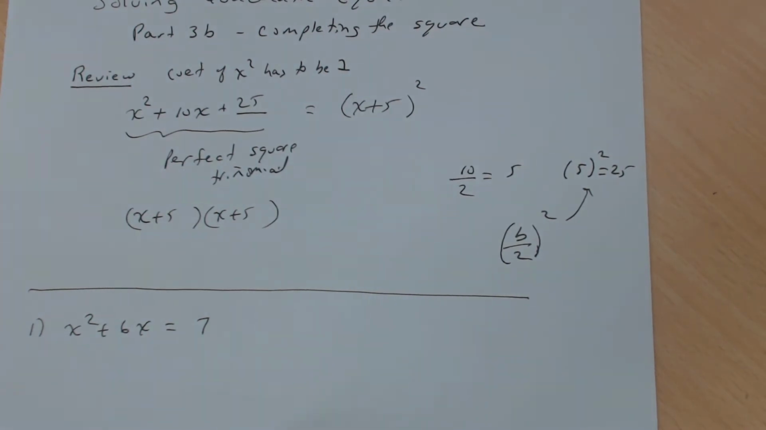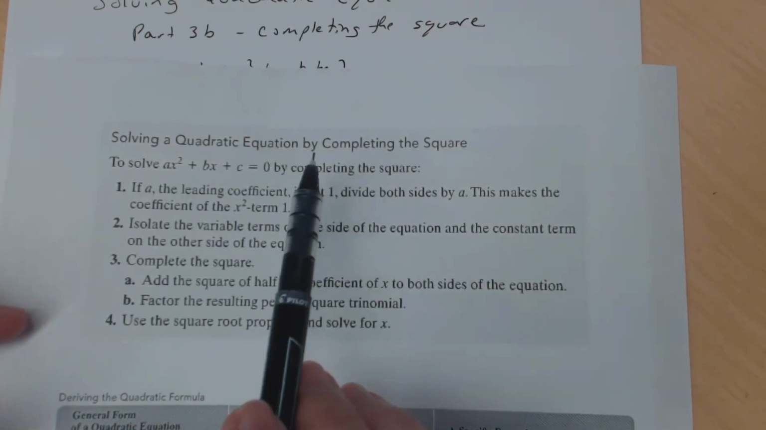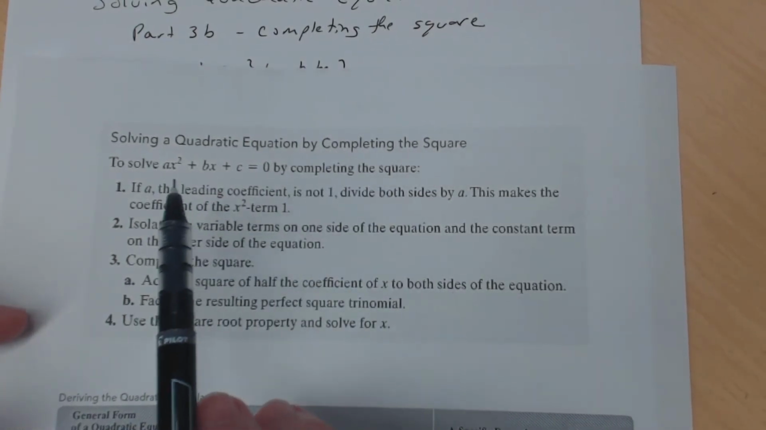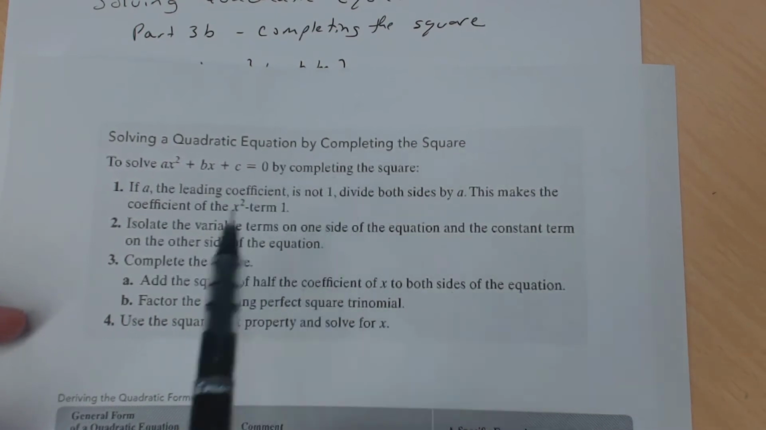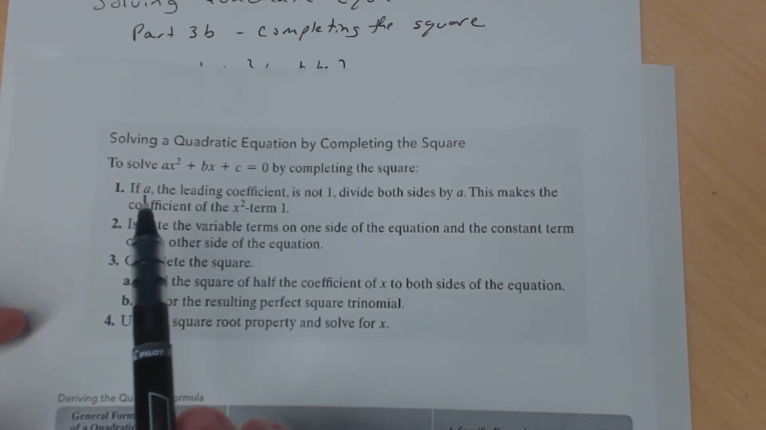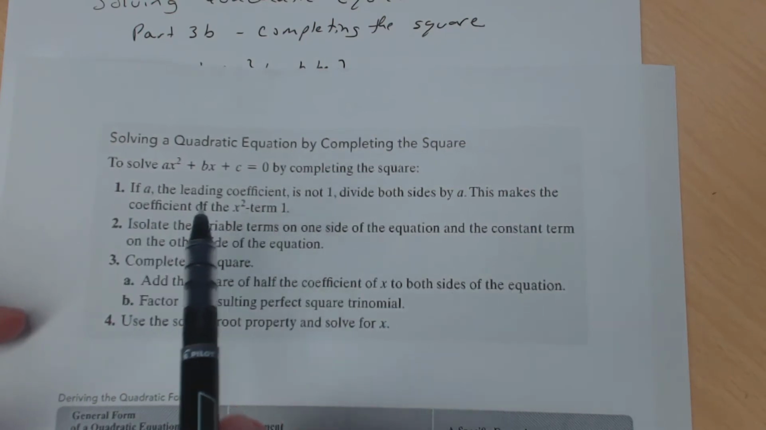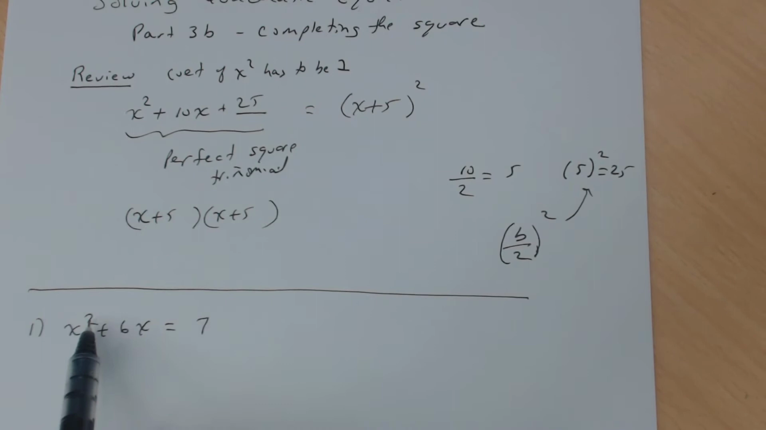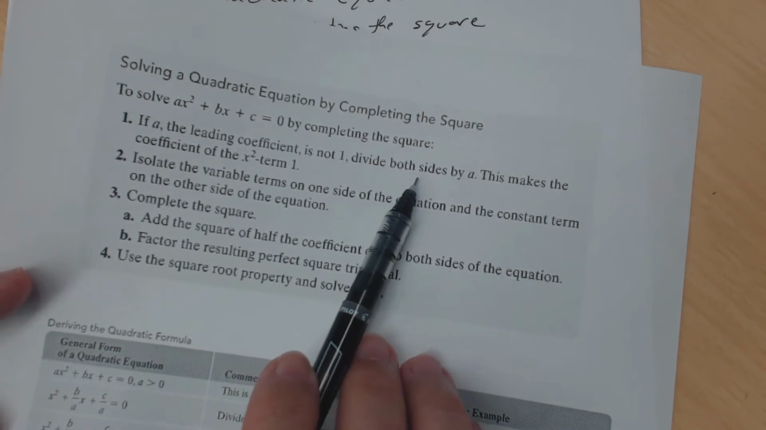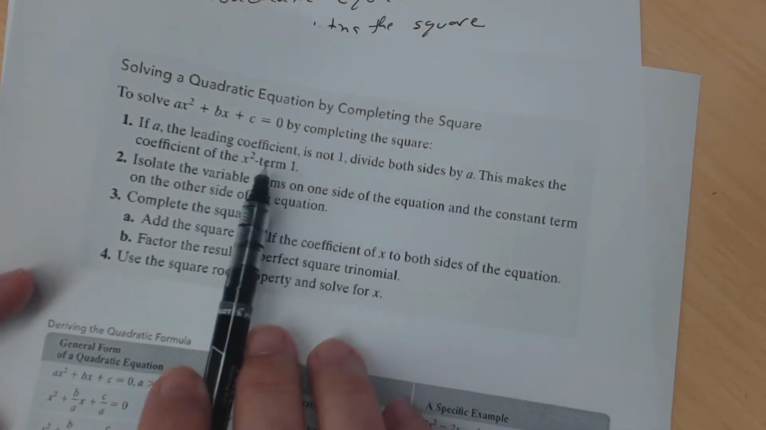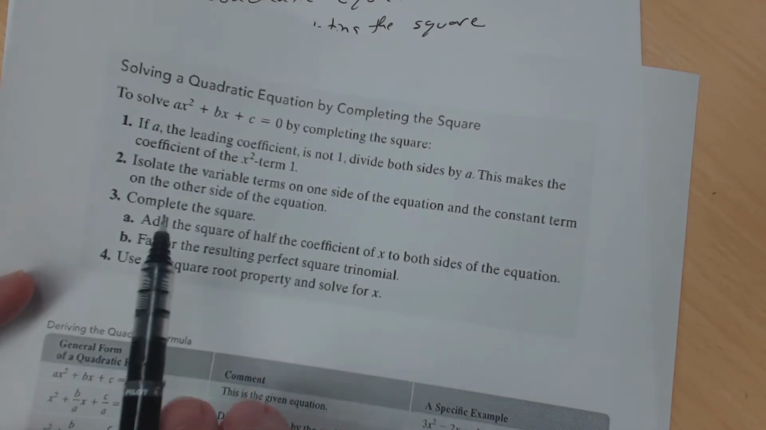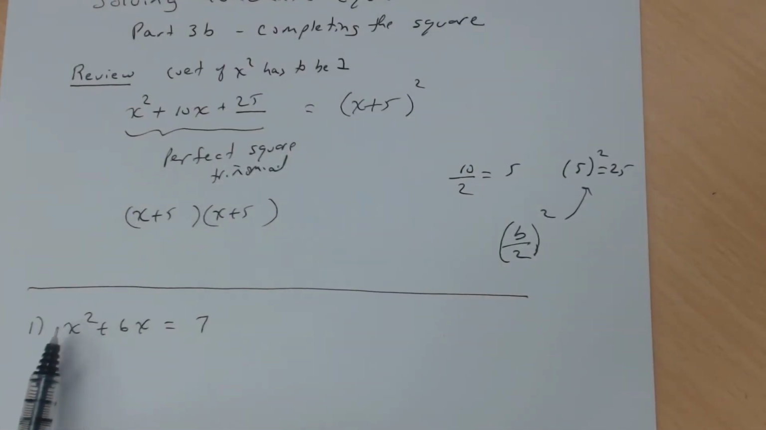Remember, whenever we're completing a square, let's go over these steps here. In your handout, you should have this right here. It says solving a quadratic equation by completing the square. To solve this equation by completing the square, we first go to step 1, which says that if the leading coefficient, meaning the coefficient of x squared, which in this case is 1, is not 1, we must divide both sides by that number. Then that would make the coefficient of x squared 1. In this case, we didn't have to do that because the coefficient is already 1.